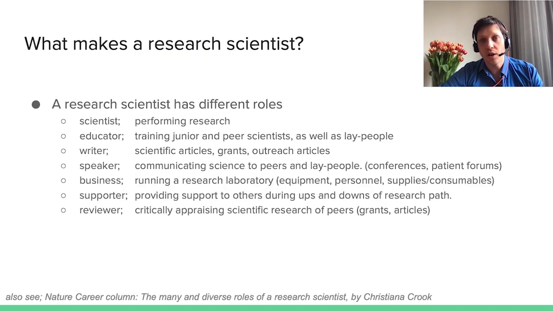During my PhD and postdoc, I realized that a research scientist has many different roles and wondered what makes a real research scientist. To name some of the roles a research scientist has besides performing research, a scientist also has a role of an educator by training other scientists as well as non-scientists. He or she is a writer, writing scientific articles, grants, and articles for non-scientists. The scientist is a speaker, communicating their research at, for instance, conferences, and is also a business person, knowing how to run a research laboratory with all the necessary equipment, personnel, and supplies. A scientist is also a supporter of science.